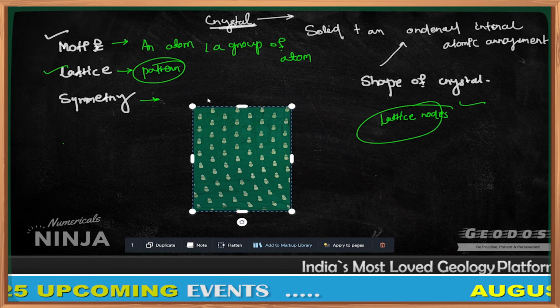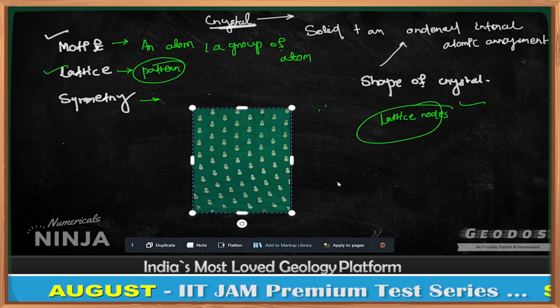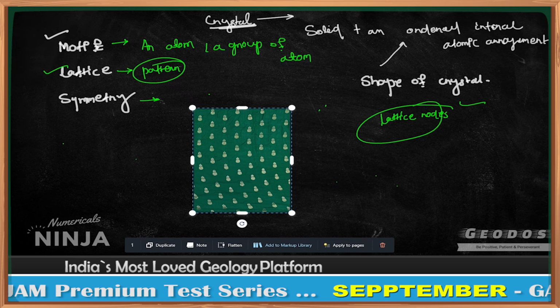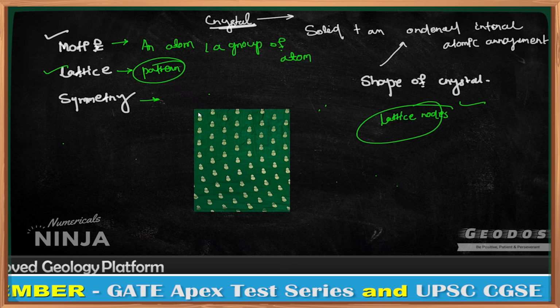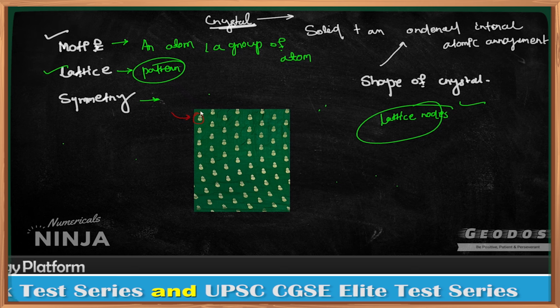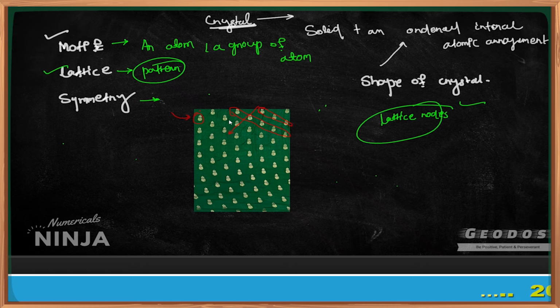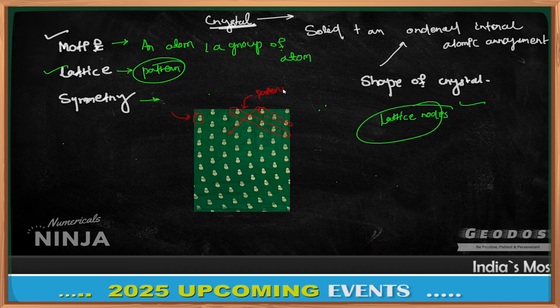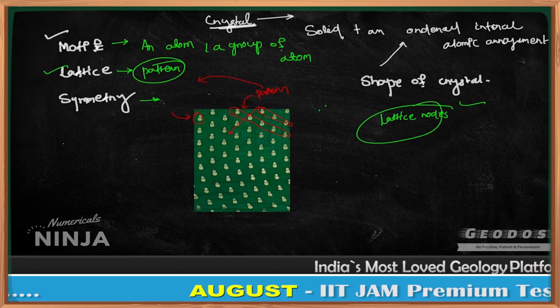So what is happening here? This is a Banarasi sari, and this is one motif. You can say this is a motif, a group of atoms. In this case you can see this is another motif. Here the repetition is in this direction, it is repeating, so it is going to create a pattern, and that pattern is basically called the lattice.